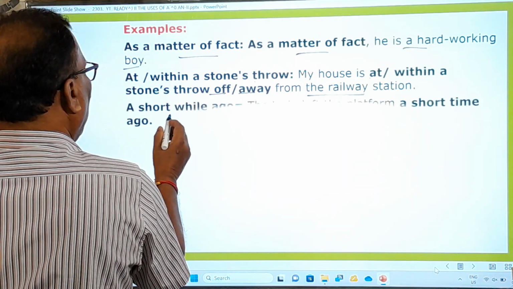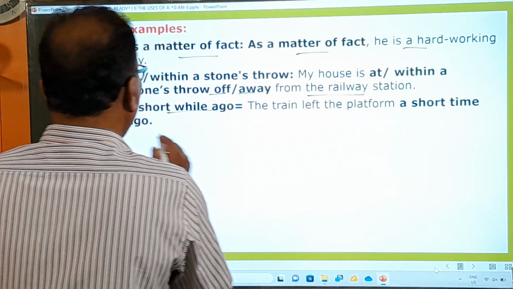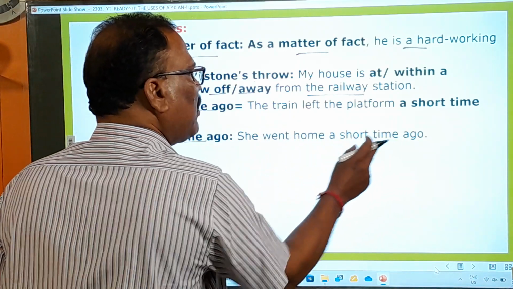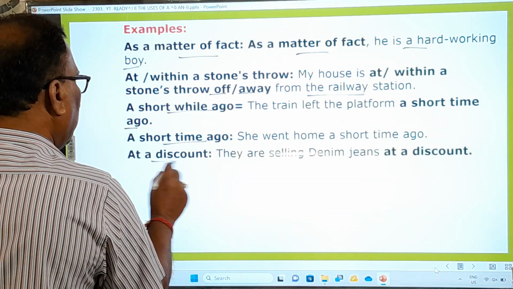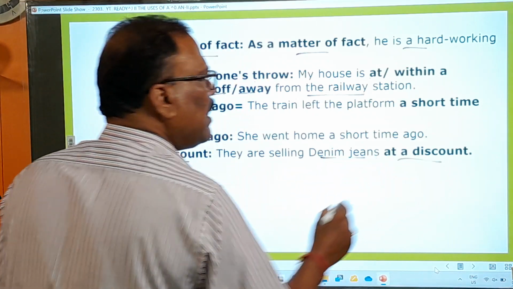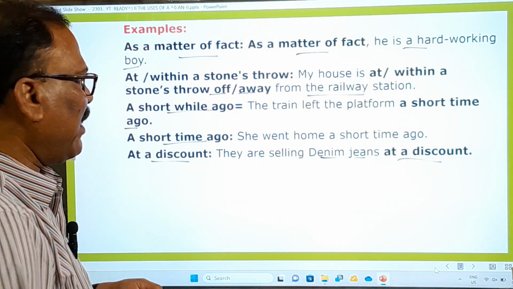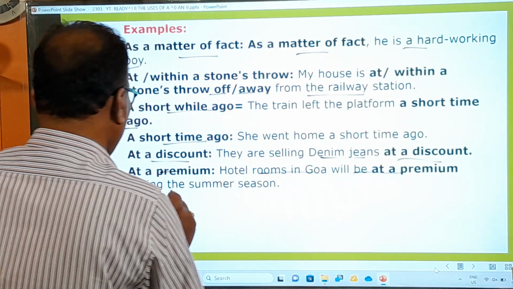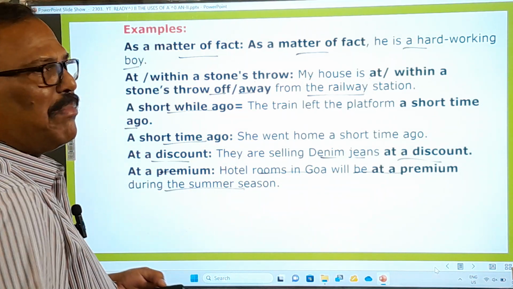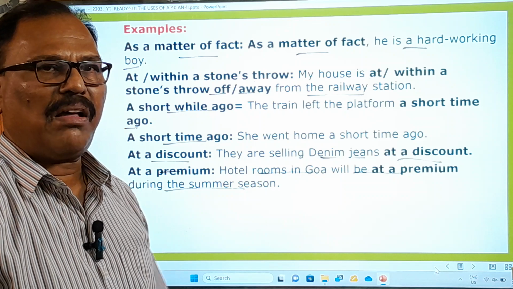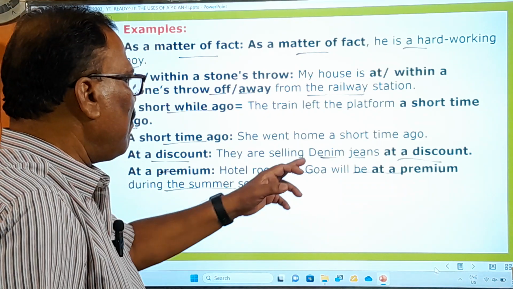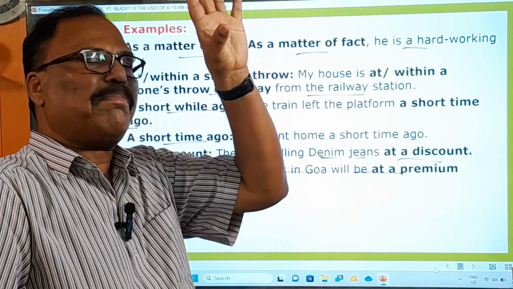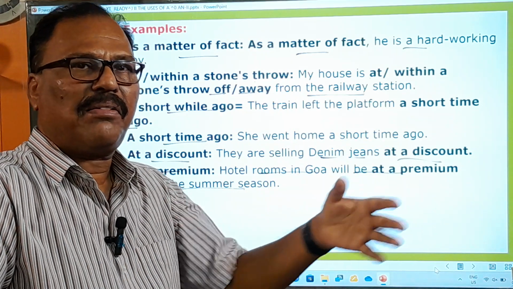Beautiful one. And here, see, a short while ago. The train left the platform a short while ago. A short time ago is also correct. She went home a short time ago. And here, at a discount. They are selling denim jeans at a discount. Yesterday I found it in the market. And here, at a premium. The hotel rooms in Goa will be at a premium during the summer season. In Ooty, Kodaikanal, Goa, the hotels will be running at a premium. That means their room rents will rise, because that is the season for the tourists.